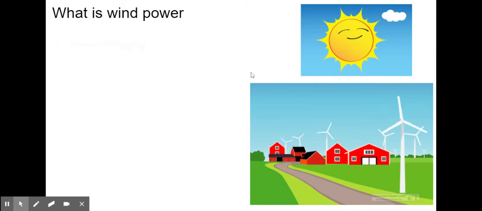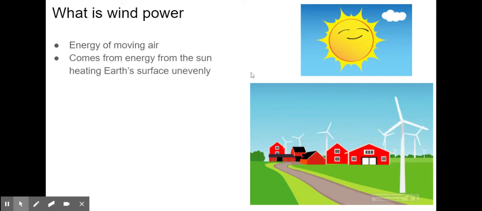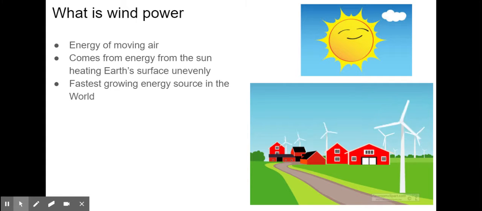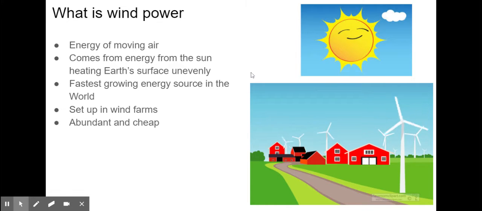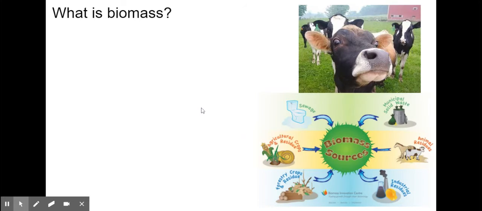What is wind power? It is energy of moving air. Comes from energy from the sun heating Earth's surface unevenly. It's the fastest growing energy source in the world. They set up in wind farms. It's abundant and cheap. One disadvantage is it's very hard to transport.